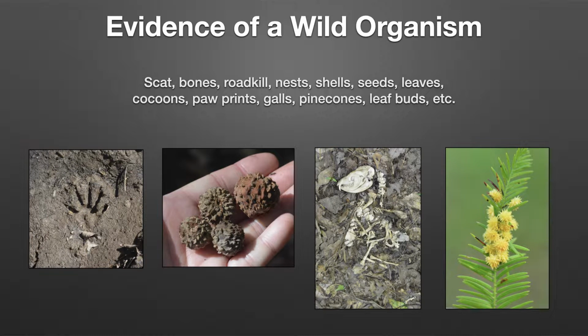There are other fun observation types that you can make that show evidence of an organism that aren't a photo of the organism itself. For example, paw prints are great. You can tell that this is a raccoon paw print.